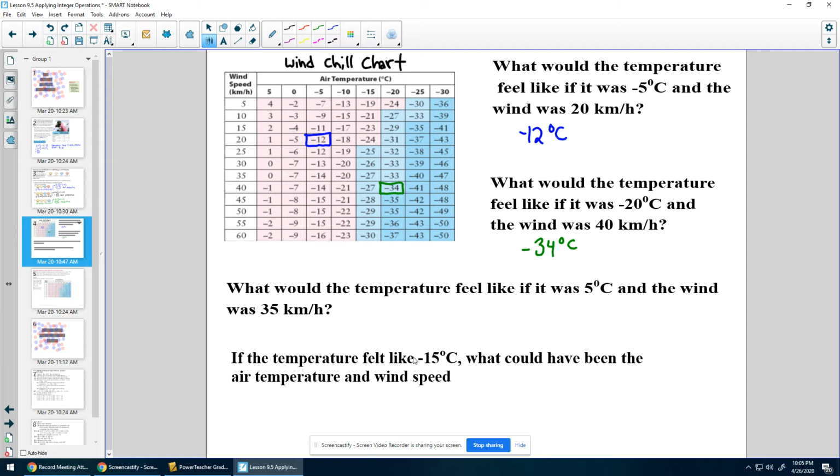So if the temperature felt like -15 degrees Celsius, what could have been the air temperature and wind speed? So just a hint, you might have multiple temperatures and wind speeds for this last one. Pause the video, give these 2 questions a try, press play when you are ready to move on.